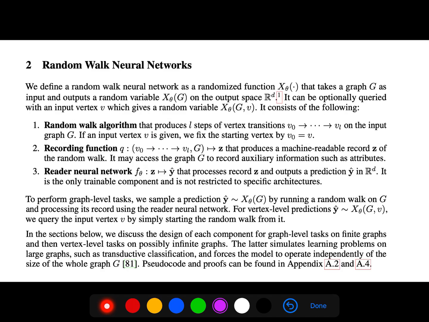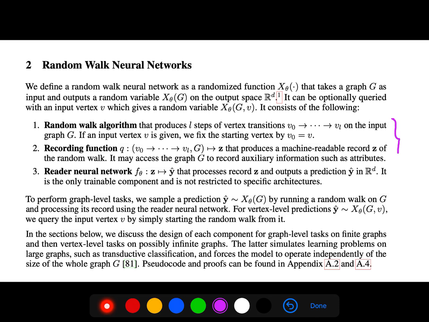So we define a random walk neural network as a randomized function that takes a graph as input and outputs a random variable x on the output space. It can be optionally queried with an input vertex v, which gives a random variable x.